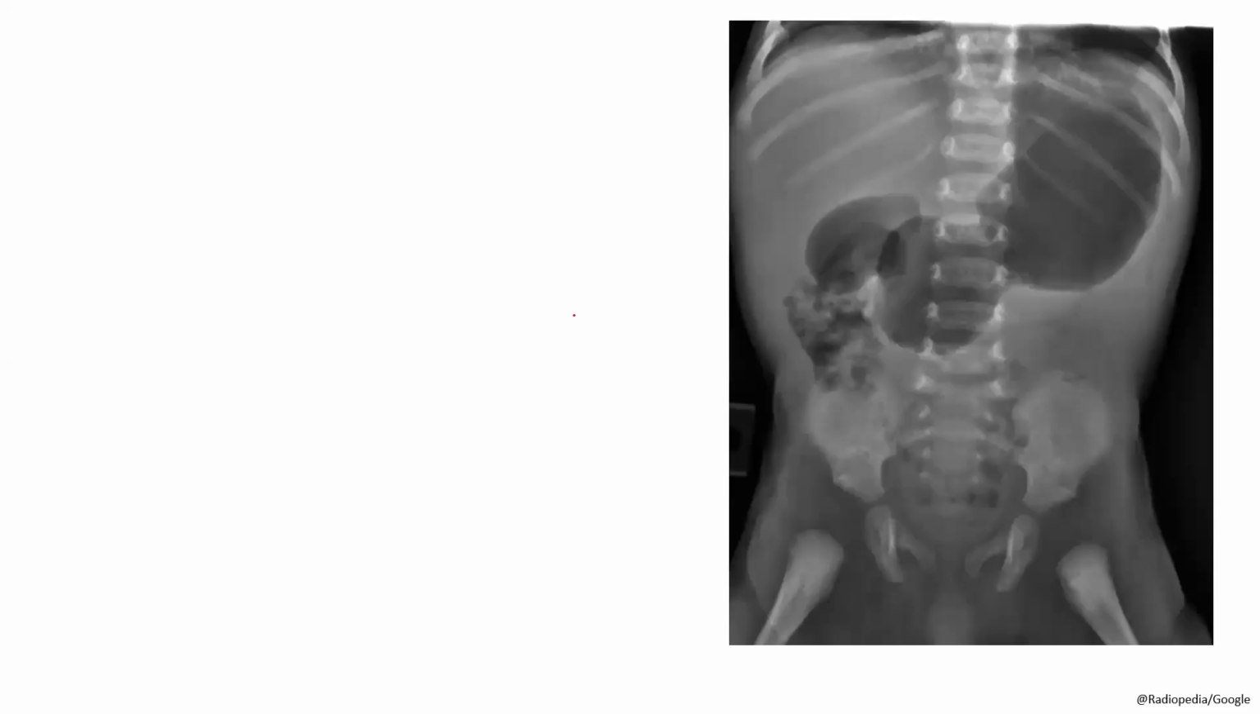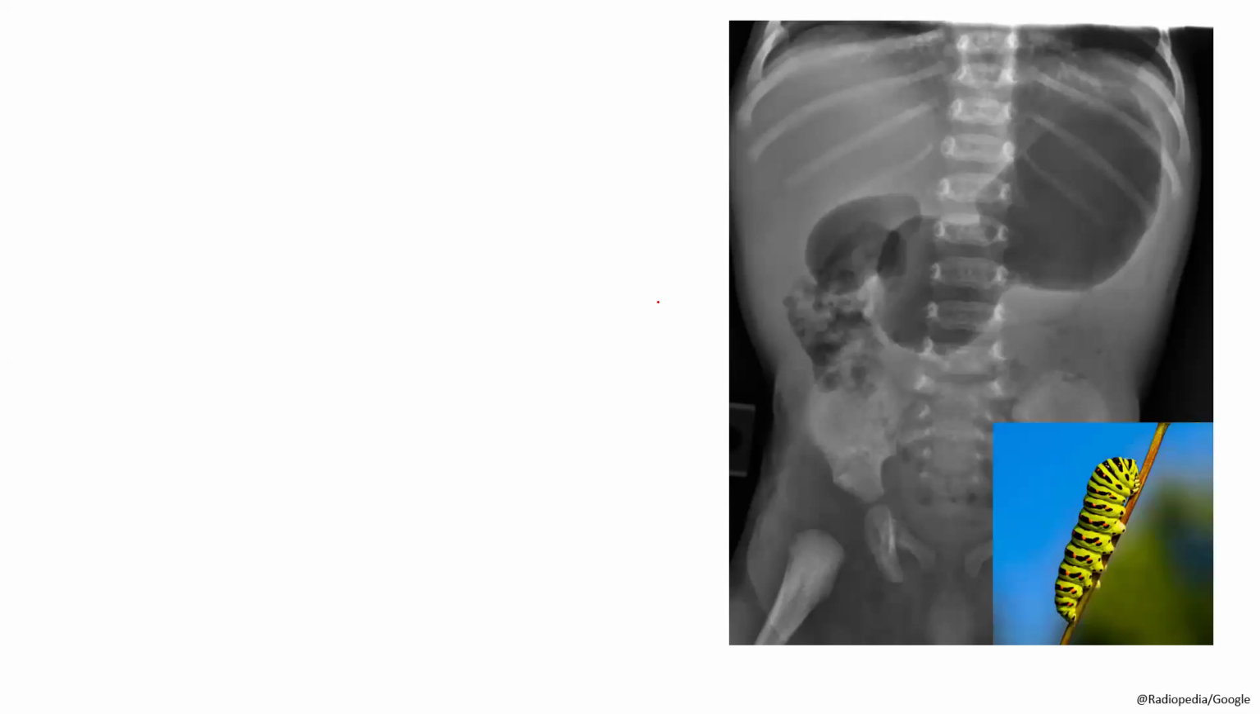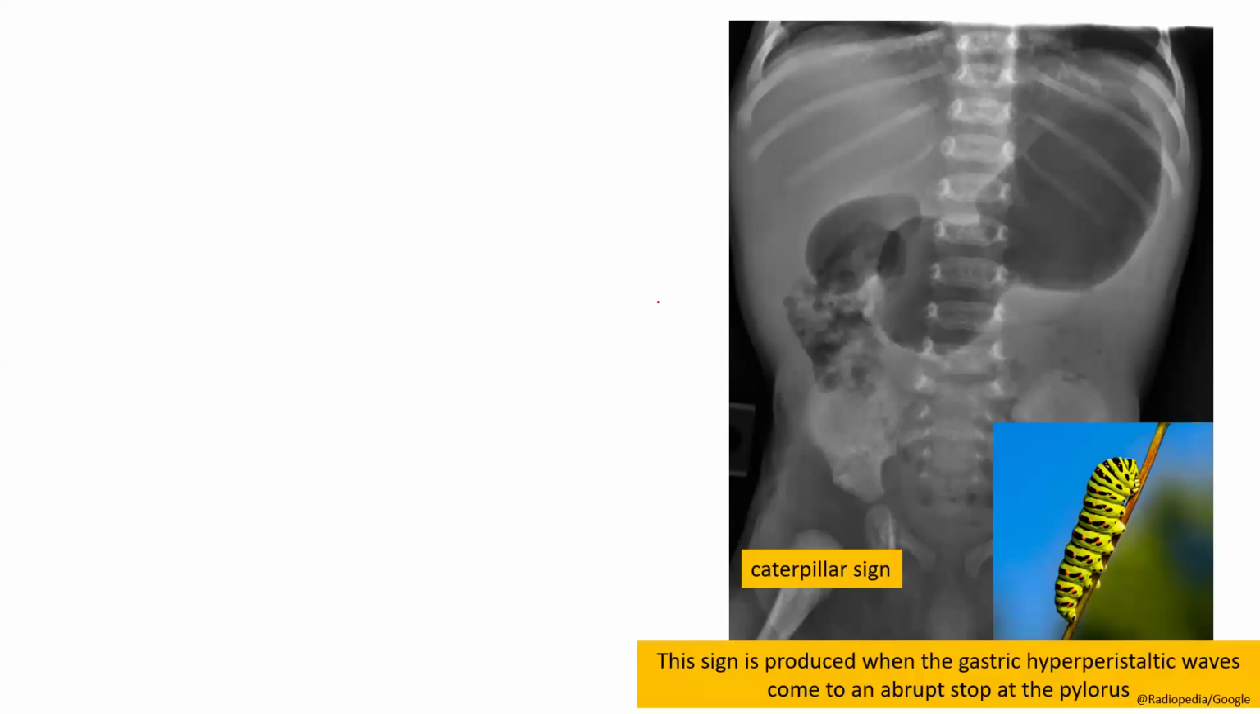What is this sign? Pediatric patient, erect abdominal radiograph. So this is the caterpillar sign. Caterpillar sign is because of hyperperistaltic gastric waves which come to an abrupt end at the pylorus. So this indicates pyloric stenosis, and this is the caterpillar sign of hypertrophic pyloric stenosis.